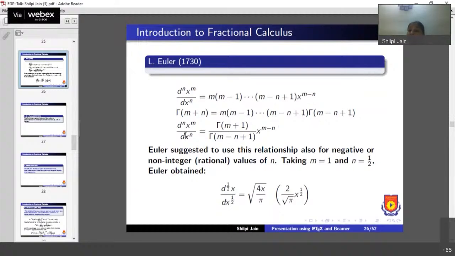Euler suggested to use this relationship also for negative or non-integer values of n, taking m is equal to 1 and n is equal to half. Euler obtained d raised to power half of x upon dx to the half is equal to under root of 4x divided by pi, that is 2 upon root pi x raised to power half. You can see, if we take m is equal to 1 here and n is equal to half, we get this result.